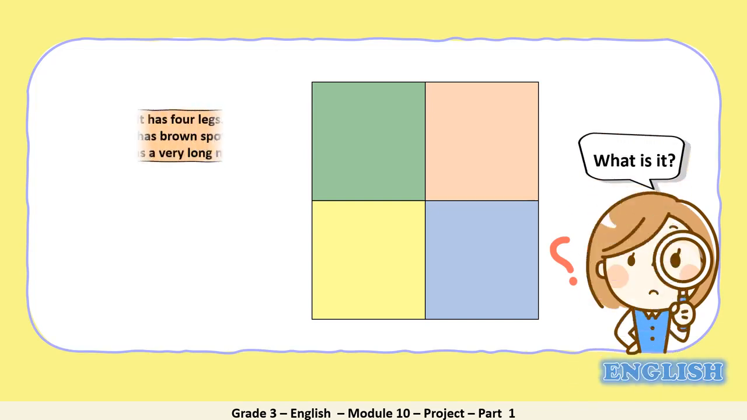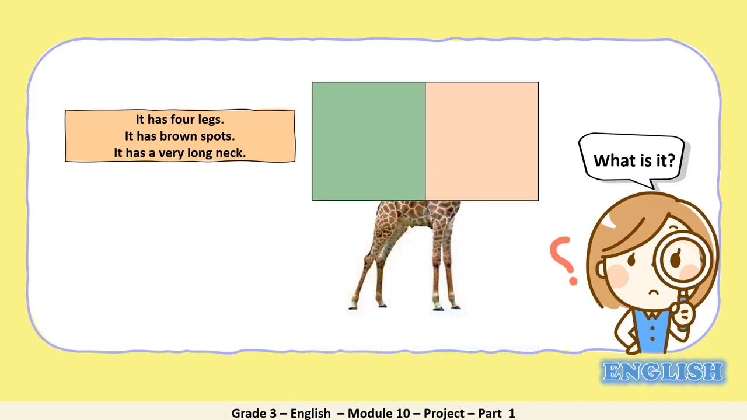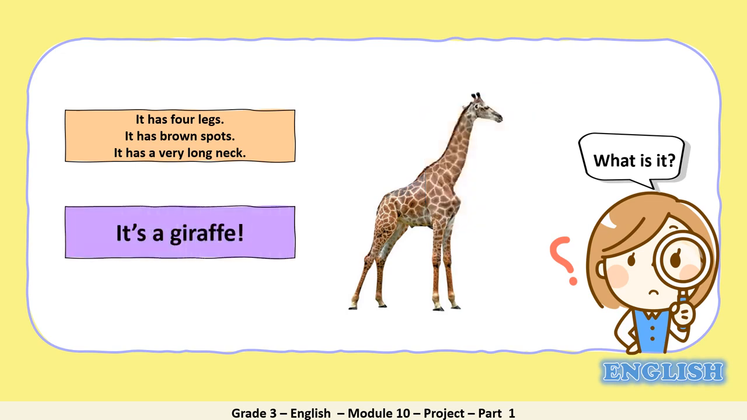It has 4 legs. It has brown spots. It has a very long neck. What is it? It's a giraffe. Excellent.